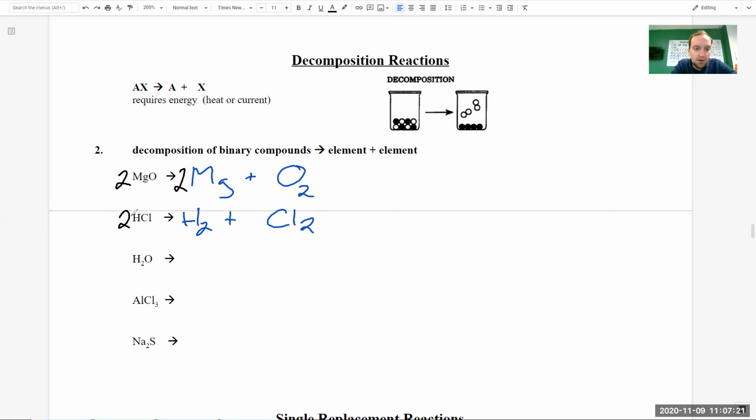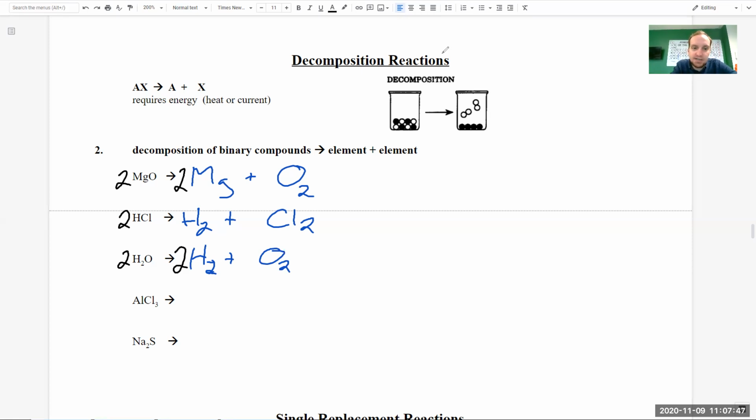The third one, we have water. Water would decompose into its individual elements of H plus O. Again, just like before, H is a diatomic, O is a diatomic, Mg, remember, is not. That's why it doesn't get a 2 there. So to balance this thing, I would need to balance my O's. There we go. That is a balanced decomposition of water to hydrogen and oxygen.